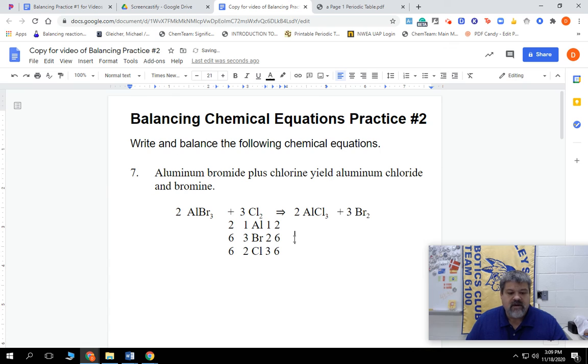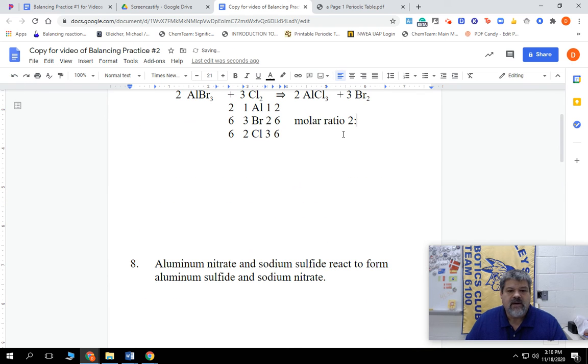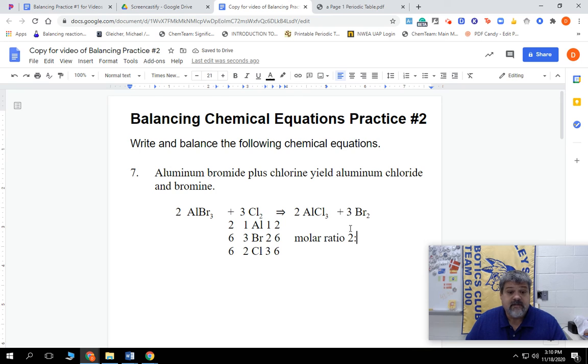So we're already done. Our molar ratio is 2 to 3 to 2 to 3. Let me just go back here and fix this. So we have 2, 3, 2, 3. I have to put a 3 here, then a 2, and a 3. So 2, 3, 2, 3.